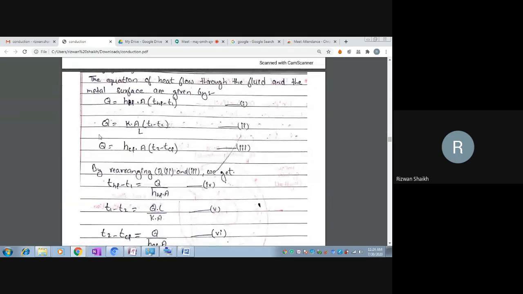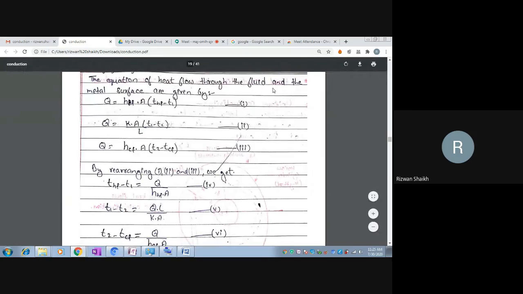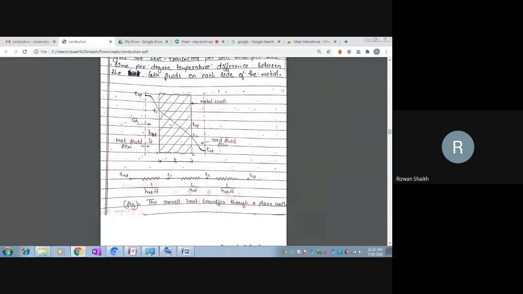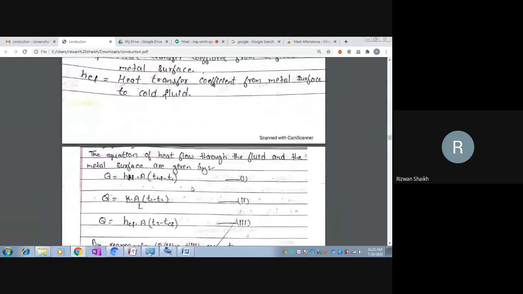Now, if I apply the equations of heat flow through a fluid and a metal surface, first is the amount of heat flowing from a fluid to the metal surface, one equation, one resistance. Second is the amount of heat flowing through the metal wall by conduction, one resistance, one equation. Again, the amount of heat flowing from the surface of the metal wall to the fluid, again one resistance, one equation. In the same way we have three equations.